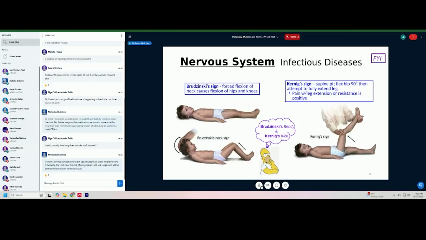So here's what they look like. For Brudzinski's, the patient is laying flat on their back, we flex the neck, and when we do that, the patient flexes their hips and their knees to reduce that tension on their inflamed meninges. For the Kernig sign, the patient is laying flat on the back, we take their hip, bring it up to 90 degrees, then we try to extend that lower leg straight out. If that causes pain in the posterior thigh, or the patient resists us from doing that, that's a positive sign.